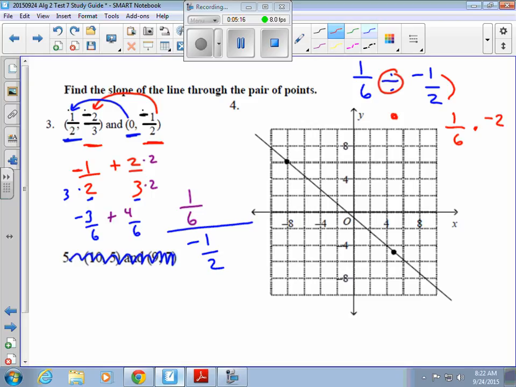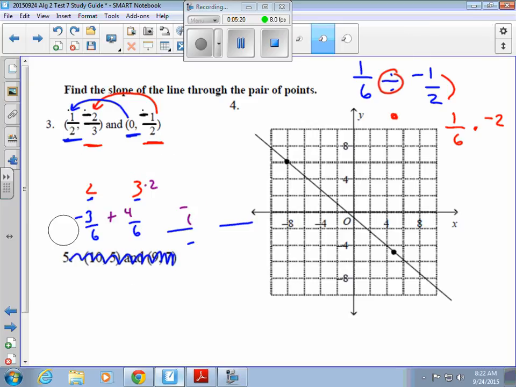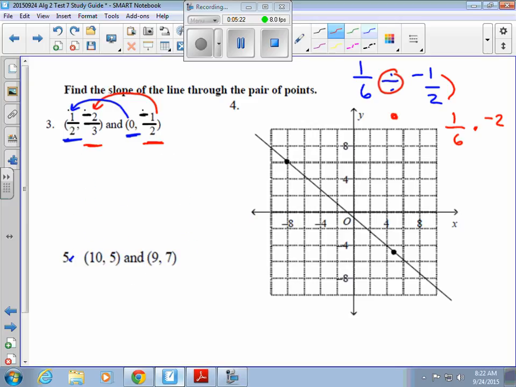So if you multiply straight across from there, and I know I'm running out of room, you'll have negative 2 on the top, and then 6 times 1, you'll have 6 on the bottom. All we have to do to reduce this to get it into its simplified form is divide by 2, and you'll have negative 1 over 3. There is your slope for number 3.